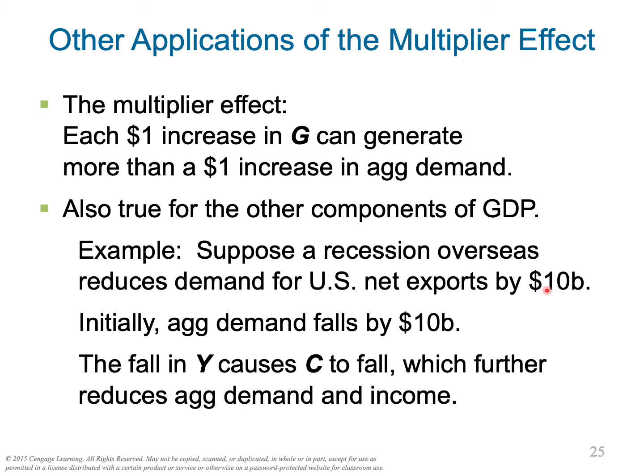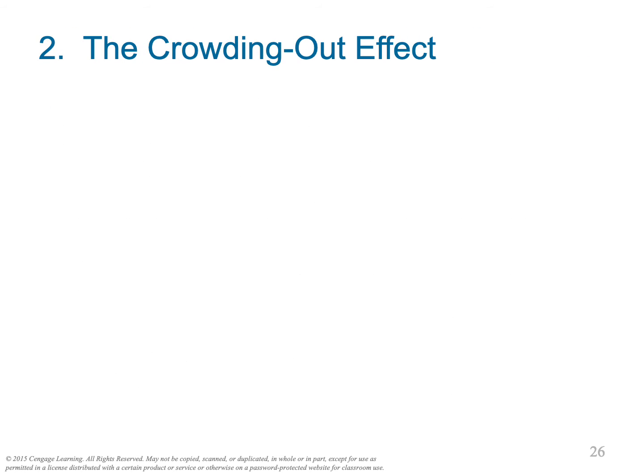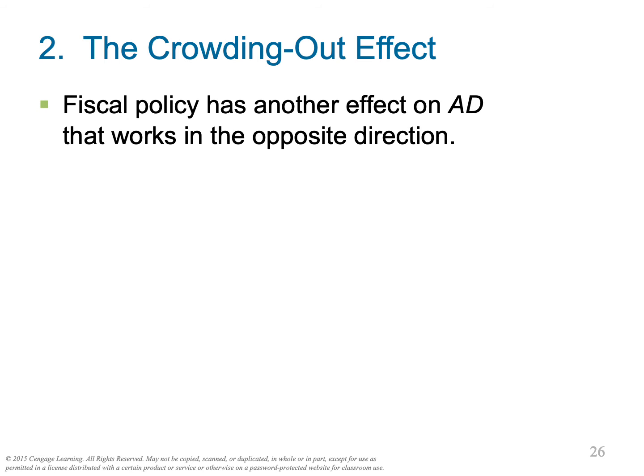So that's the first effect of fiscal policy, the multiplier effect. The second effect, by the way, the multiplier effect basically amplifies fiscal policy. That's a good way to think about it. The crowding out effect has the opposite effect. It actually dampens the effect of fiscal policy. Okay, it works in the opposite direction.